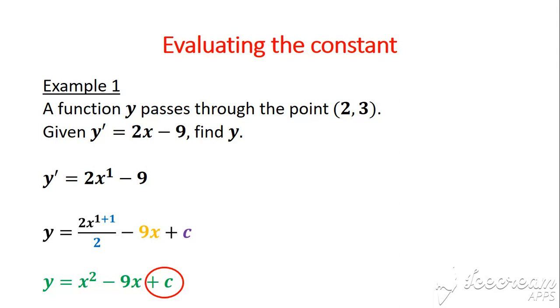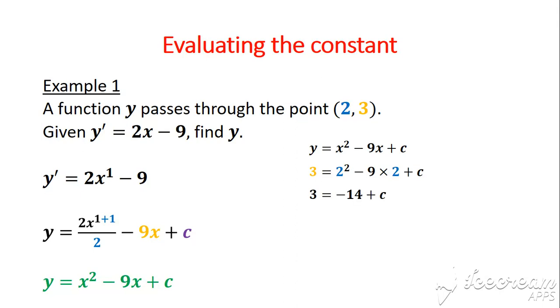But we don't know what c is. But we're going to use this point up here, (2, 3), and that's going to help us establish what c is. So we'll write down the equation y equals x squared minus 9x plus c. When we see an x, we're going to substitute in the number 2. And when we see a y, we're going to substitute in the number 3. So we're going to write 3 is equal to 2 squared minus 9 times 2 plus c. And we're going to solve this little equation to work out c.